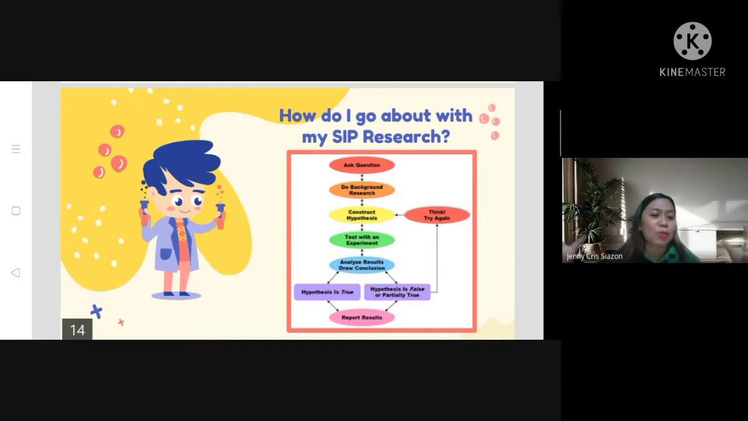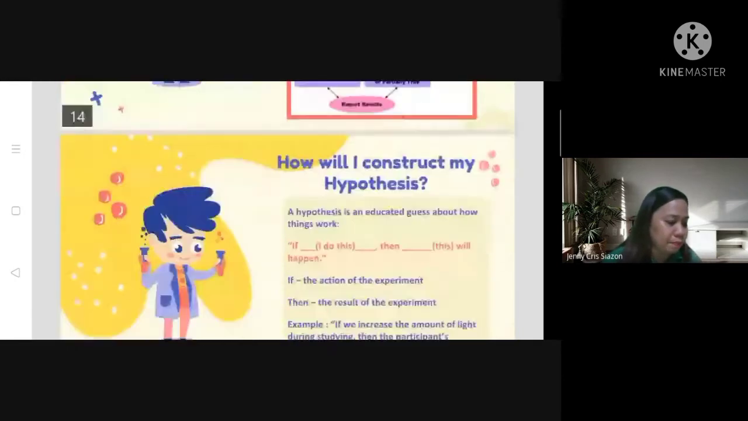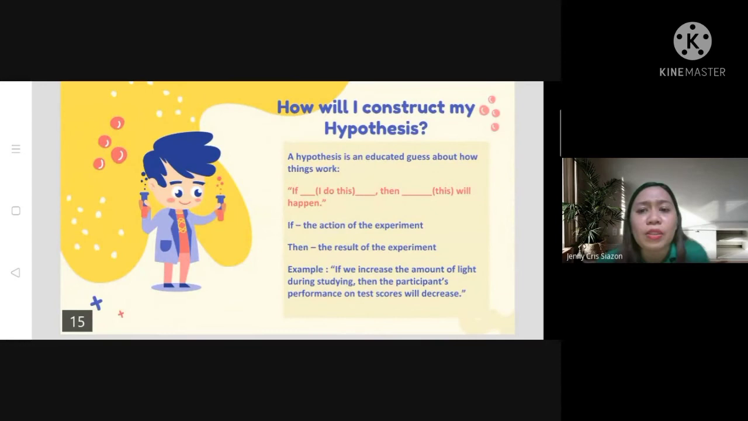So how can we do this? Now, how are we going to construct our hypothesis? So tatalunan ko muna itong other parts na to. Doon muna tayo, focus muna tayo sa constructing hypothesis. So how will you construct your hypothesis?